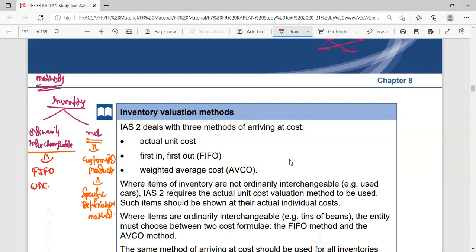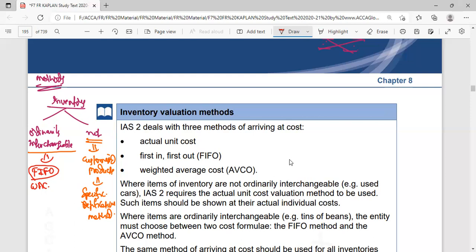So here, what does the FIFO method stand for? First in first out. It means the goods which are purchased first are issued first, so the latest purchases remain in closing stock. So in case of the FIFO method, the goods are issued in the sequence of their purchases.